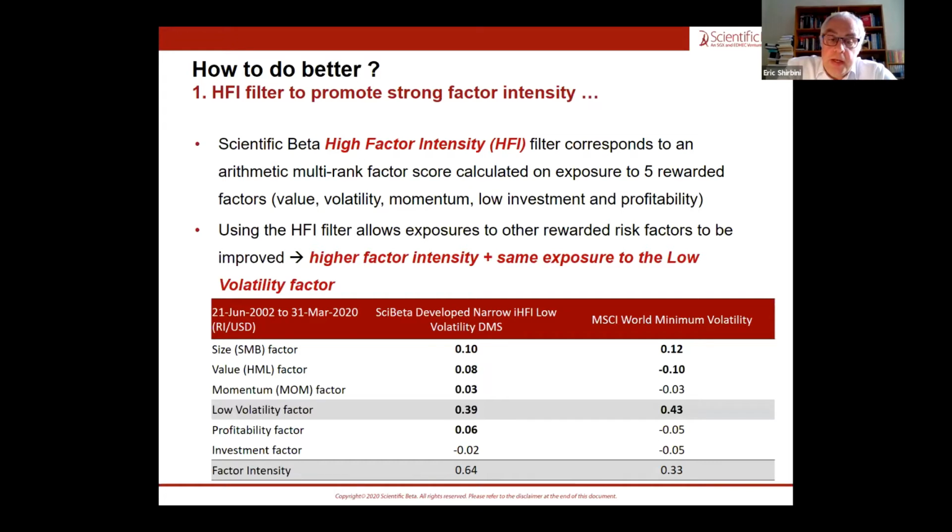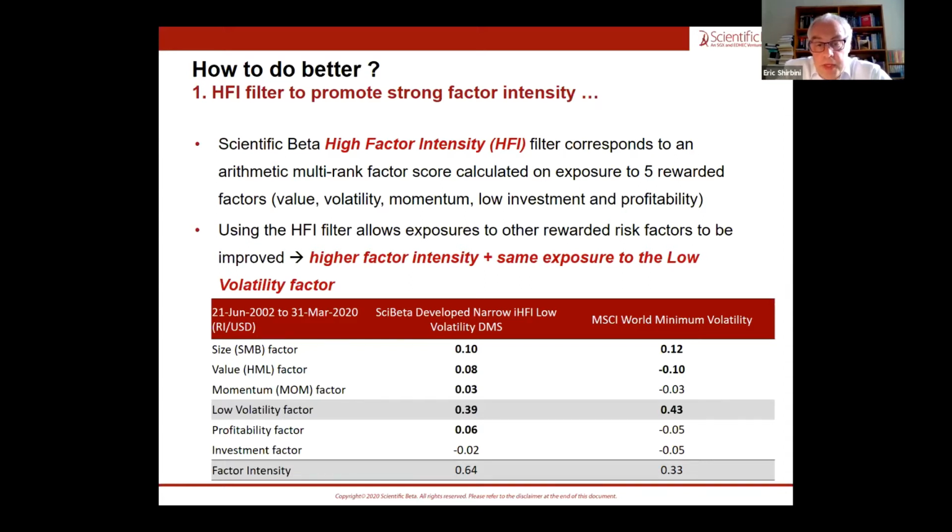However, it also has negative exposure to factors like value, momentum, profitability, and investment, the quality factors. So this negative exposure has a detrimental effect, because it reduces your overall exposure to well-rewarded factors. The factor intensity, which is simply the sum of the exposure to all the well-rewarded risk factors, for the MSCI index is 0.33. It's actually lower than the exposure you get to the low volatility factor, because you're detracting from the low volatility factor, and this detraction will lead to lower returns over the long term as well.